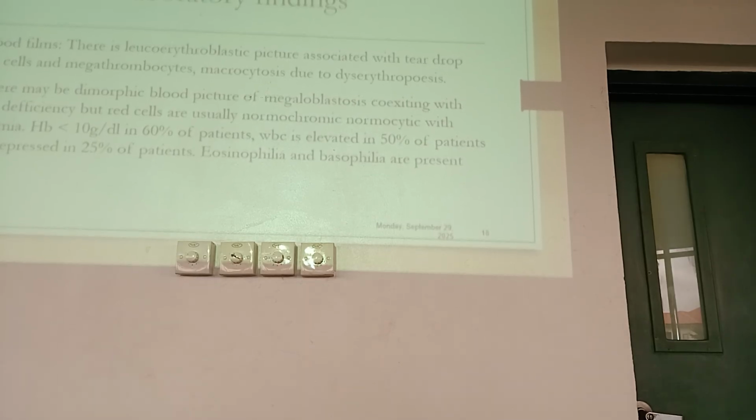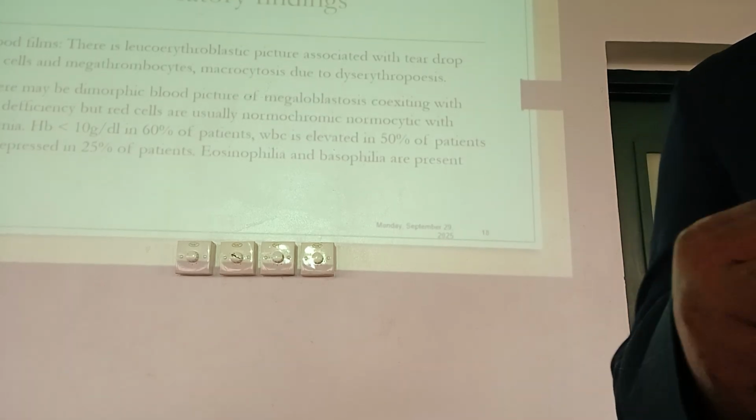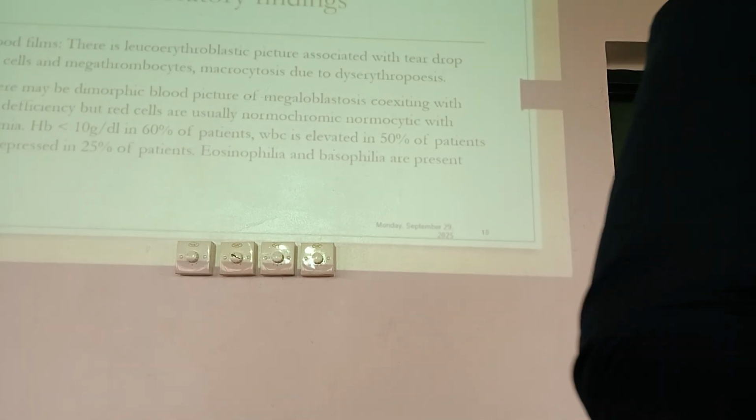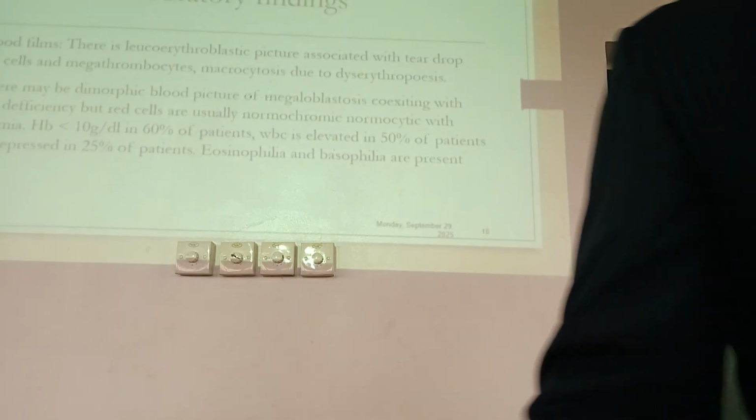You can start suspecting myelofibrosis: dry tap, anemia, leukoerythroblastic picture, teardrop poikilocytes, megathrombocytes, macrocytes. If you see all this, there is a dimorphic blood picture of megaloblastosis coexisting with iron deficiency, because everything is distorted; the red cells, the white cells, and the platelets are coming from an abnormal site such as the spleen and the liver.